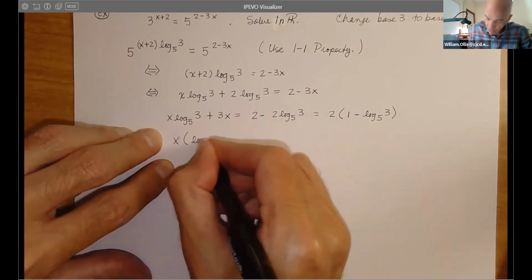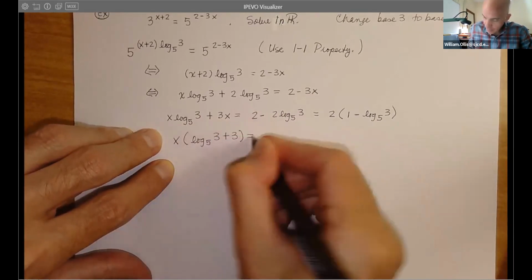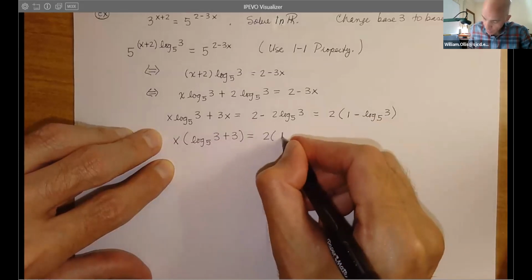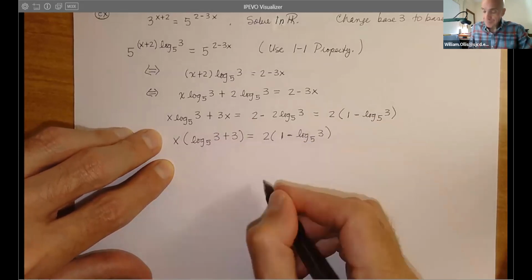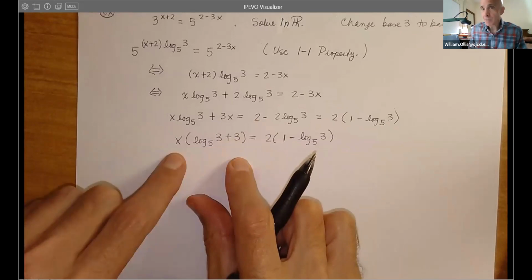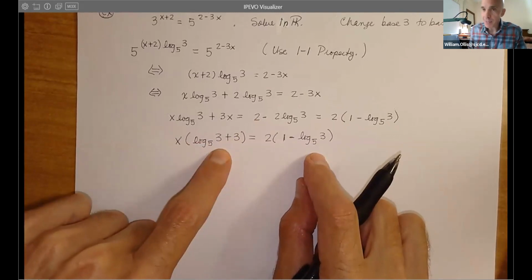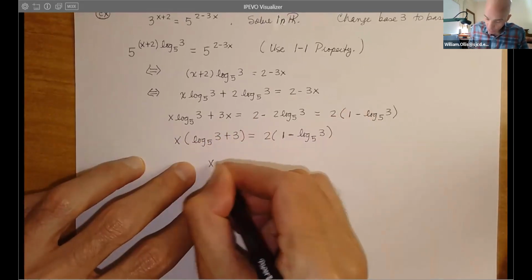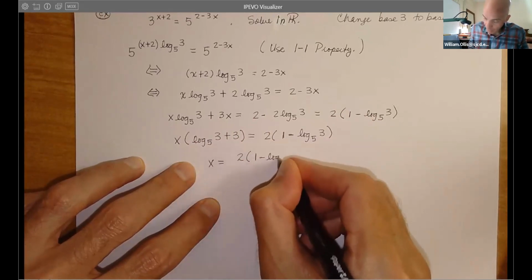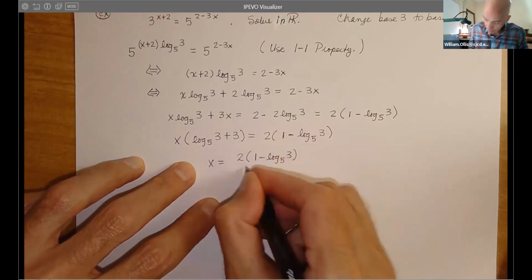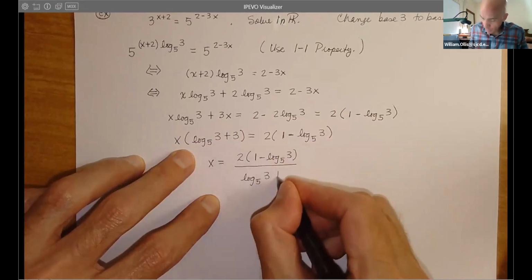So this will be the base 5 logarithm of 3 plus 3. And this equals 2 times 1 minus the base 5 logarithm of 3. So now we just have a number times x. So that's like a number times x equals a number. So how do we solve for x? We divide by this number. So we have x equals 2 times 1 minus the base 5 logarithm of 3 divided by the base 5 logarithm of 3 plus 3.